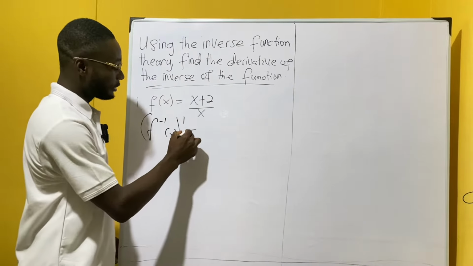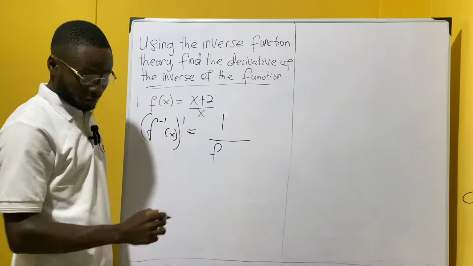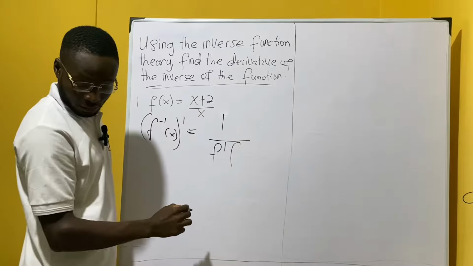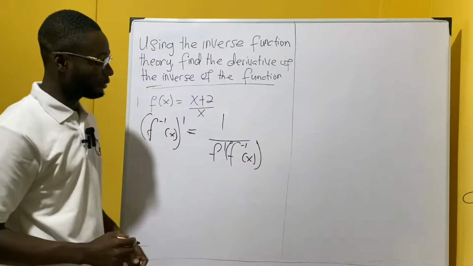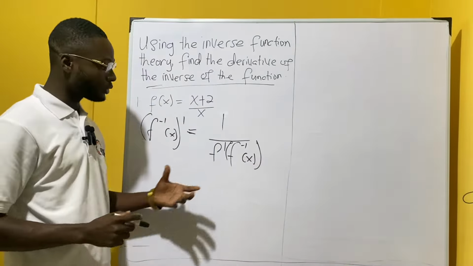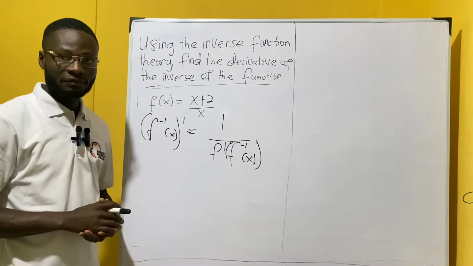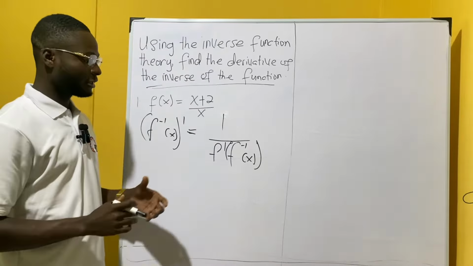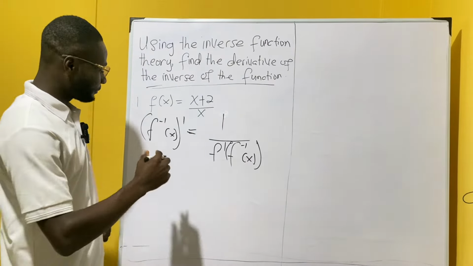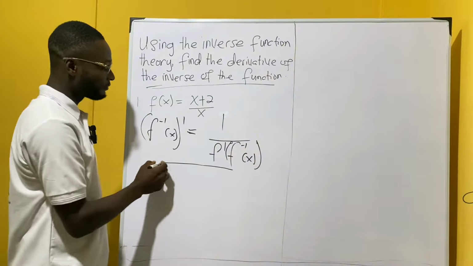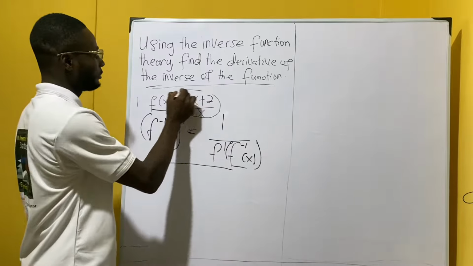equals, so this is the theorem we want to use, 1 over the derivative of this. We want to use it to find the derivative of the inverse of this particular function. We can go the normal way, but we want to try the inverse function theorem approach. So here, the first thing we have to do, looking at the formula, is find the inverse of this particular function.